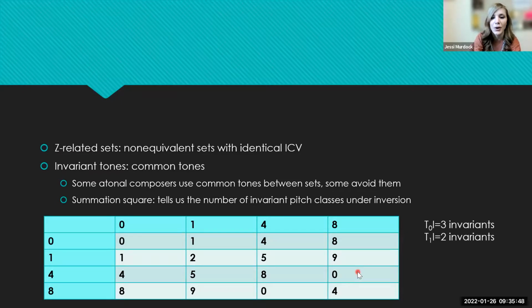Okay, so what that tells us is that if we transpose it to the 0 degree, then there will be 3 invariants, okay? If we transpose it to the 1 degree, there will be 2 invariants or 2 common tones, okay? So that's what that thing tells you, okay?